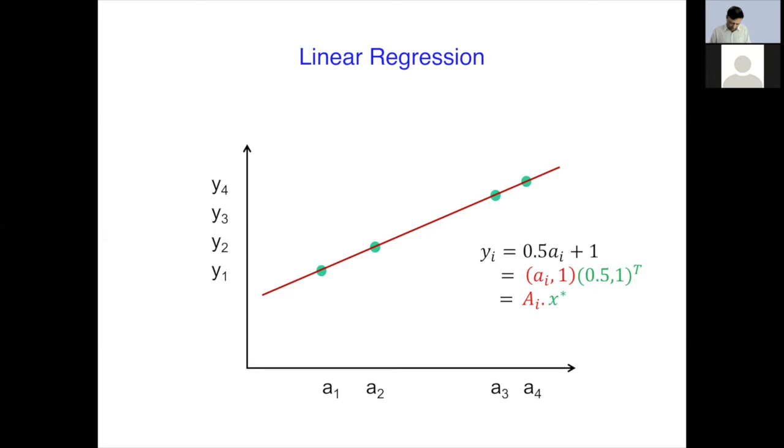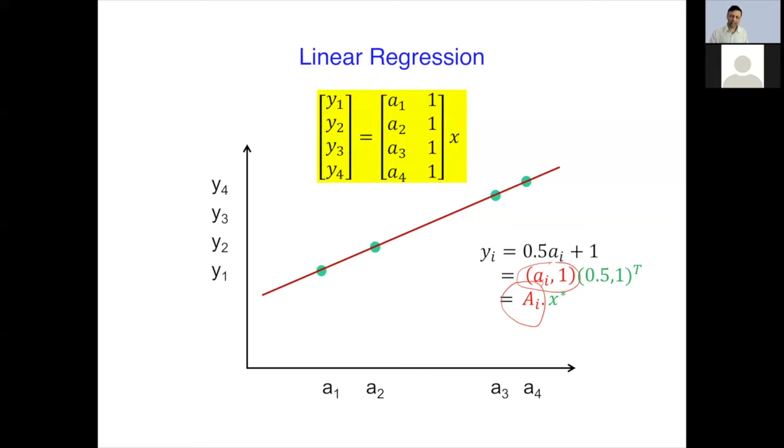We are going to use this notation, uppercase A subscript i, as a shorthand for this row vector [ai, 1]. And we will use this again to define a matrix called A. But again, just to recap, we have these data points (ai, yi), and we want to identify the line that goes through all the data points.